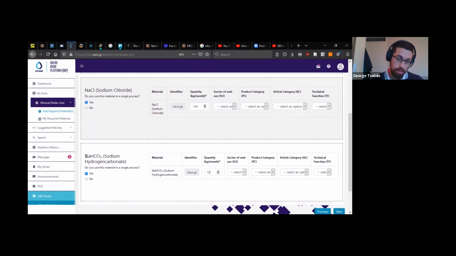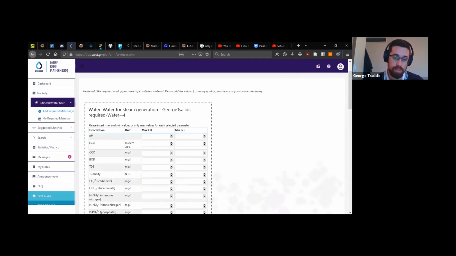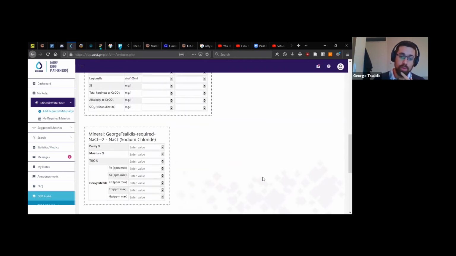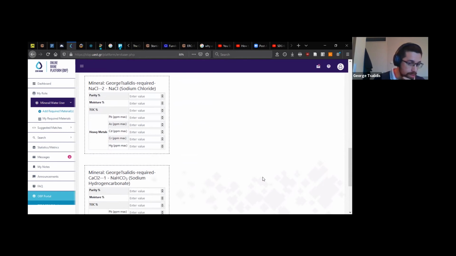And yes, this is an error from the platform, because I had selected calcium chloride and I don't see my calcium chloride here. Also here, okay, that's interesting. Then I will press next, and again the platform will ask me for more information, which again is not mandatory, for the water that I'm using, the calcium, sodium chloride, and sodium hydrogen carbonate.